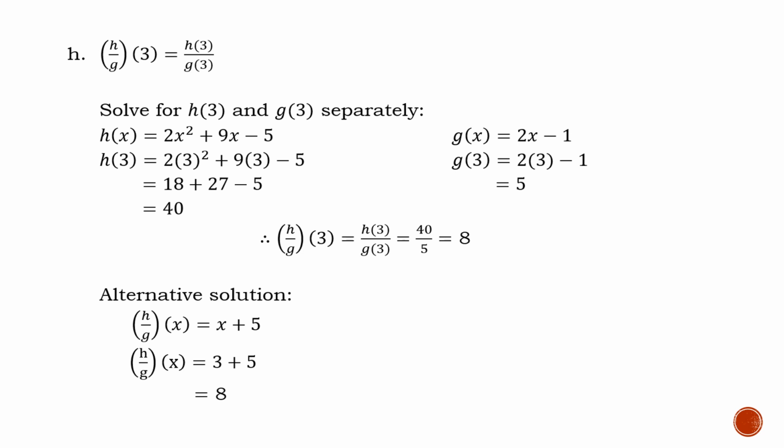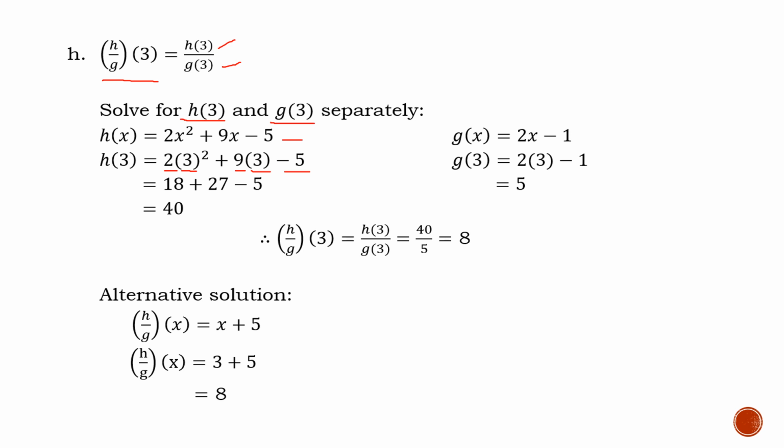So for h over g of 3 here, we just simply copy the value of your h of 3 and g of 3. Now, we need to solve for the value of h of 3 and g of 3. For h of 3, we just simply use our function h of x. Then we replace all x variables under your h of x by 3. So it becomes 2 multiplied by 3 squared plus 9 multiplied by 3 minus 5.